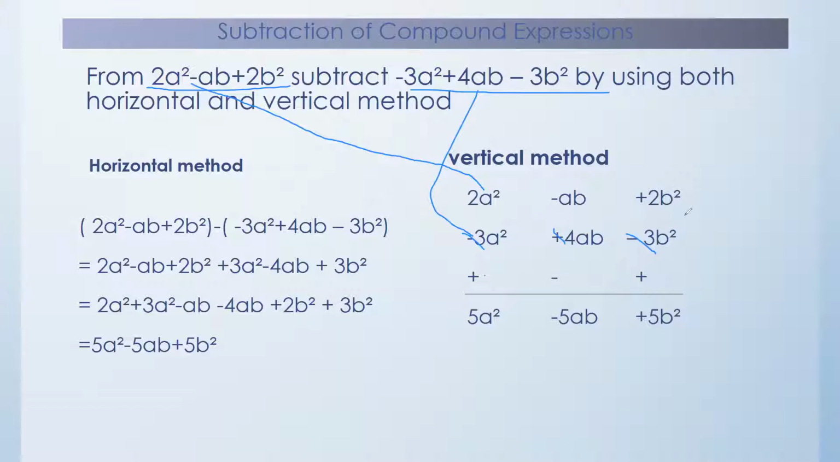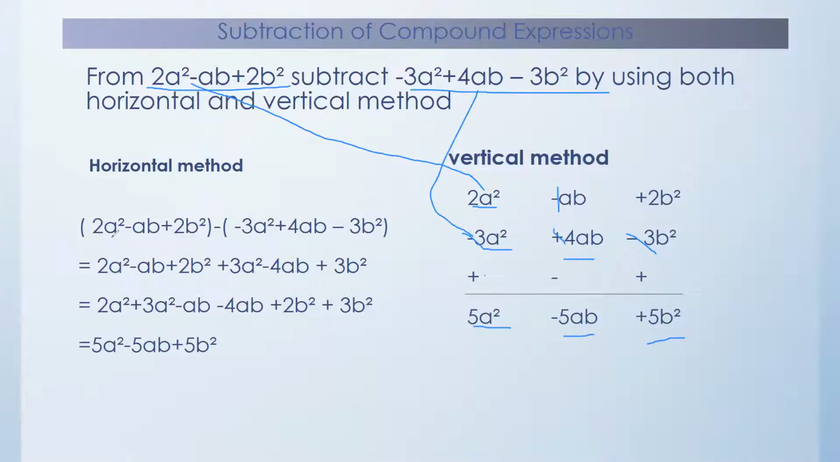Now between 2b square plus 3b square, we get 5b square. Minus 1ab minus 4. Now this is not plus 4, it is minus 4ab, right? Minus 4 minus 1 is minus 5. Minus 1 minus 4 is minus 5. And here plus 2a square plus 3a square is 5a square.